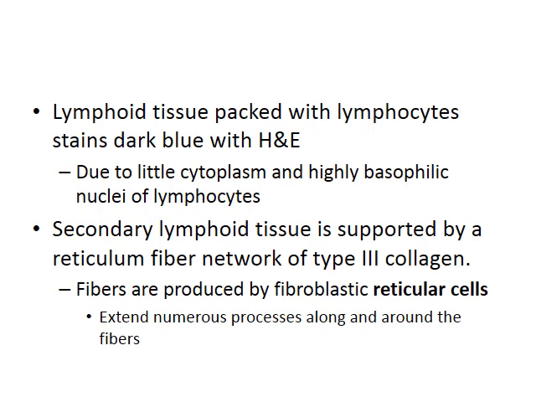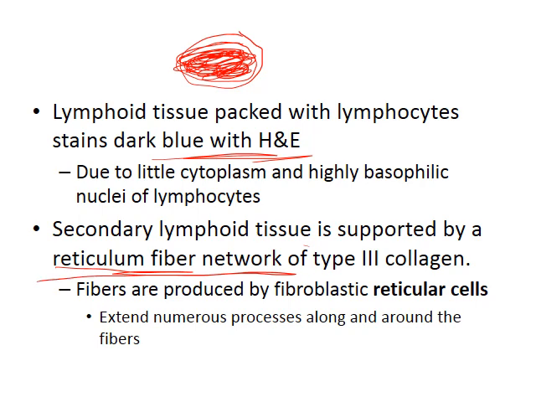Now, lymphoid tissue is packed with lymphocytes, and they stain dark blue with H&E. Remember, a lymphocyte looks like a cell with a very large nucleus and very little cytoplasm, so that nucleus is what causes it to stain very dark. Secondary lymphoid tissue is supported by a reticulum fiber network, primarily type 3 collagen. These fibers are produced by fibroblastic reticular cells, and they're easily identified when you stain them.